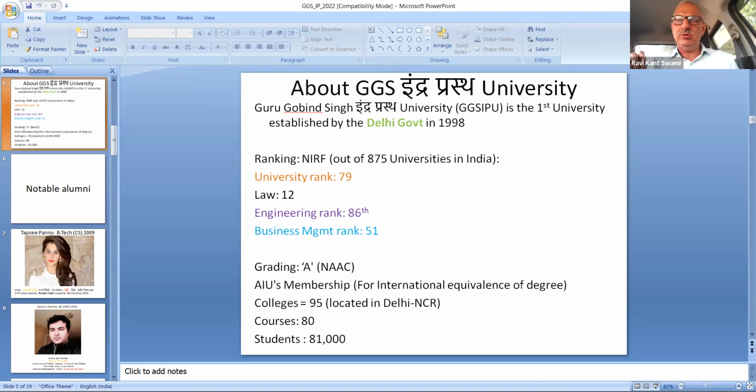Then there is something called AIU, which means Association of Indian Universities. If any university does not have membership of AIU, its degrees are not recognized around the world. But of course, IP University being a Delhi government state university, it has got AIU's membership. And there are around 95 colleges affiliated with IPU, which are located in Delhi and NCR. NCR is what? NCR is the districts of Haryana and UP which touch Delhi. So Sonipat, Gautam Budh Nagar, Ghaziabad, Faridabad, Gurugram, all these are part of NCR. So IP University has got colleges in Delhi and NCR.